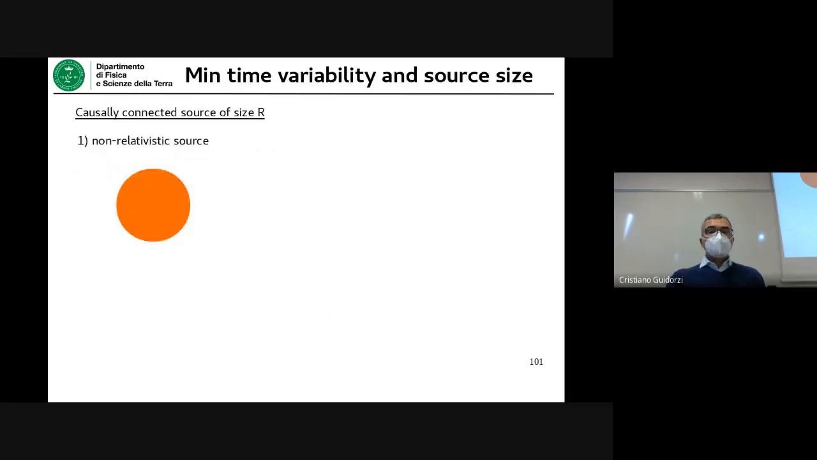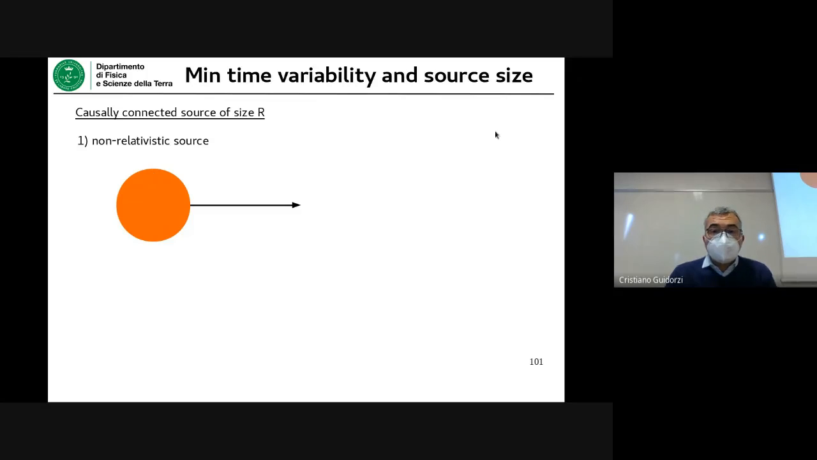So this is the slide I wanted to add. How, in general, starting from measuring the so-called variability timescale, is it possible to estimate the size of the source, or to constrain better the size of the source? Let's consider sources which are causally connected. It means that everything that happens in one single point of the source is causally connected with the other points. Okay, so let's consider the non-relativistic source.